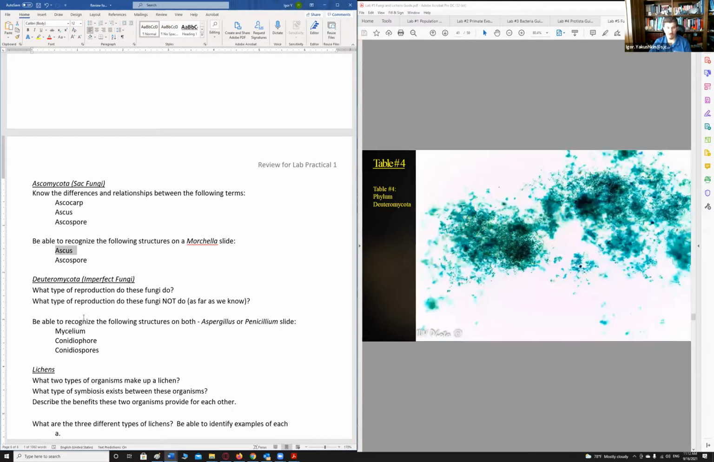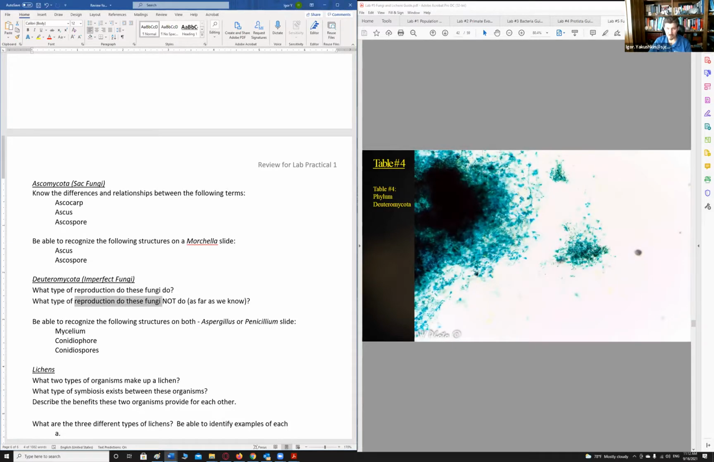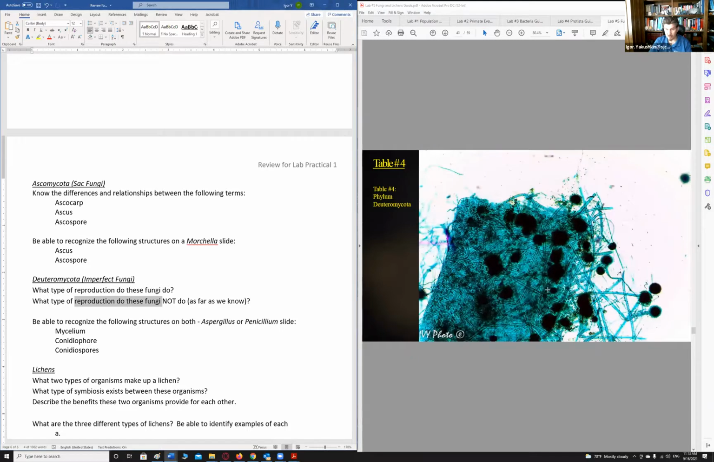Yeah. Now we're looking at the Deuteromycota, imperfect fungi. What type of reproduction do those fungi do? Asexual reproduction. Which one they do not do? As far as we know, we never saw them doing the sexual reproduction. And all of those particular bluish tealish strands are nothing else but the mycelium, right? Now we're looking at the mycelium, which starts producing asexual sporangium, also known as conidiophores, right?